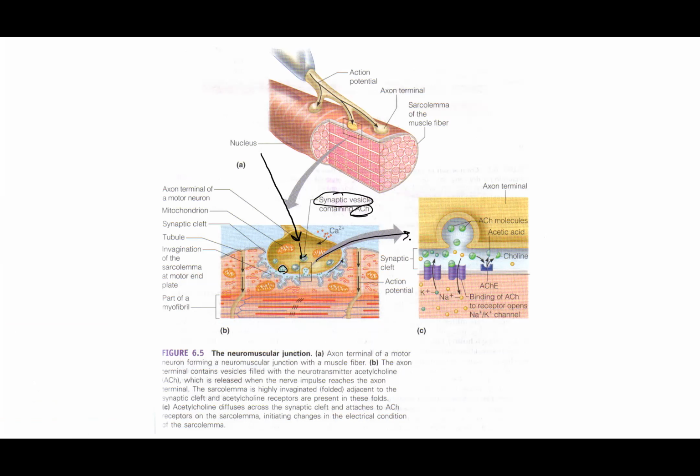Right now, here it is over here. There's acetylcholine. It goes across the synaptic cleft to the postsynaptic membrane, binds to the receptor. Okay. Calcium is involved. Sodium, potassium is involved. You get your electrical change, and now muscle contraction happens.